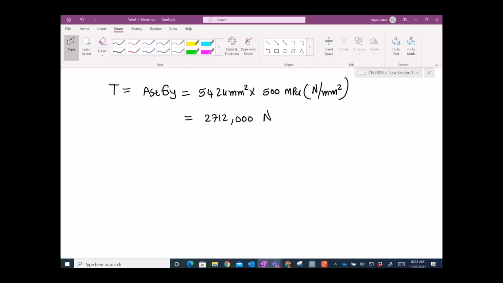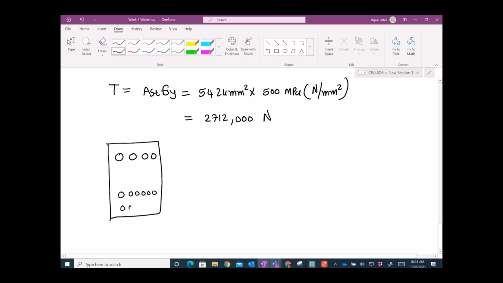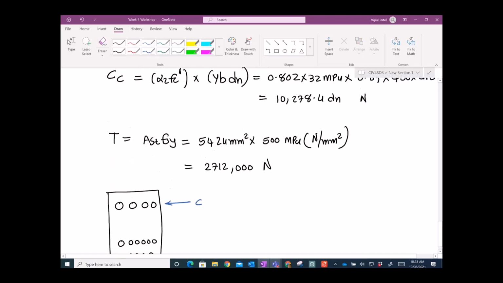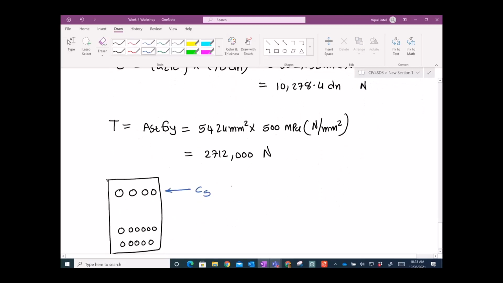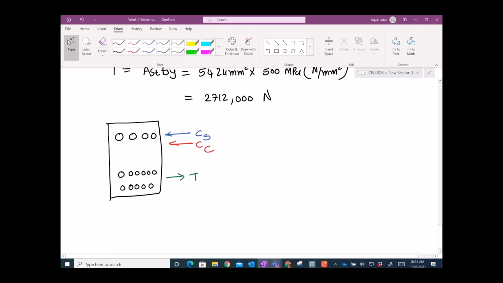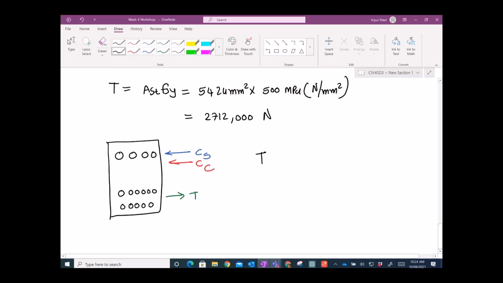Now for equilibrium, you know that you have these 4 and 28 bar, and you have these 1 2 3 4 5 6, 1 2 3 4 5 6. So the equilibrium is: this force has, let's say, CS, you have a concrete one CC, and you have this tension force. All the forces acting horizontally should be in equilibrium, not the one force going in one direction being more than the other. So let's say tension force is positive, CS negative, CC negative, equal to 0, right? Because that is the equilibrium.